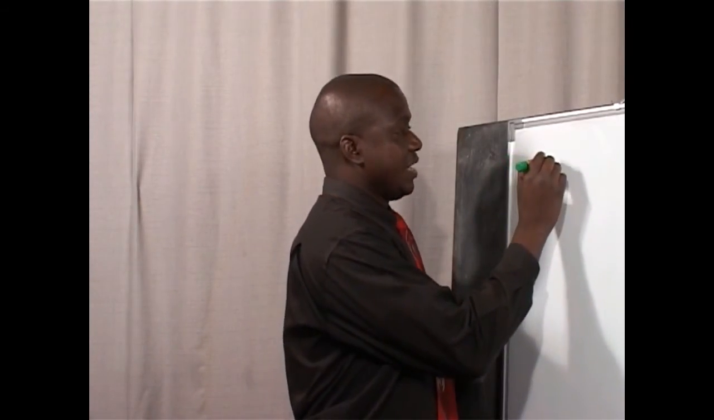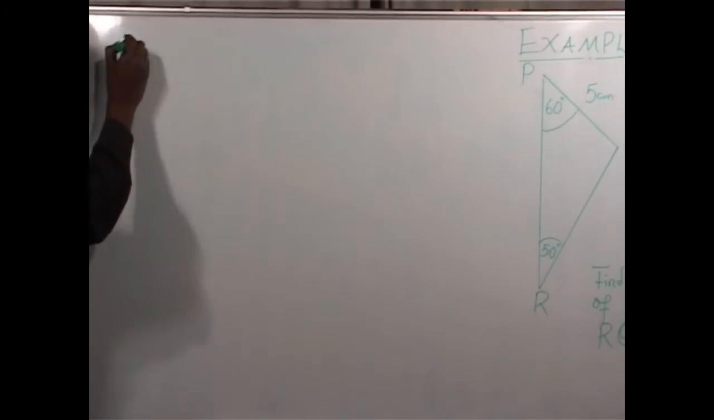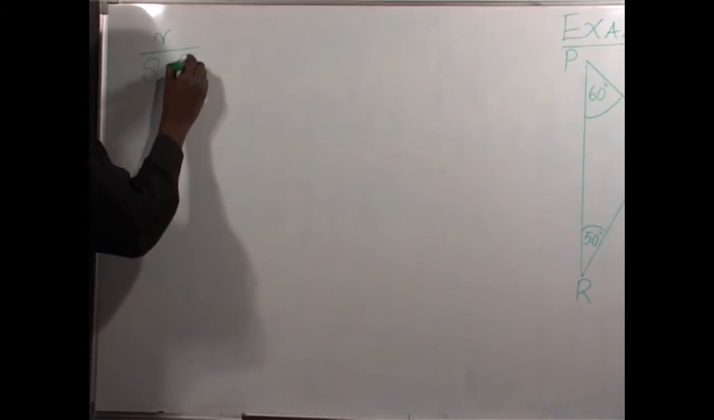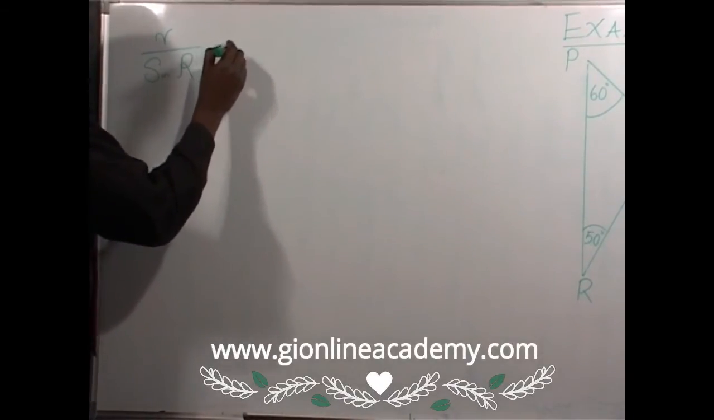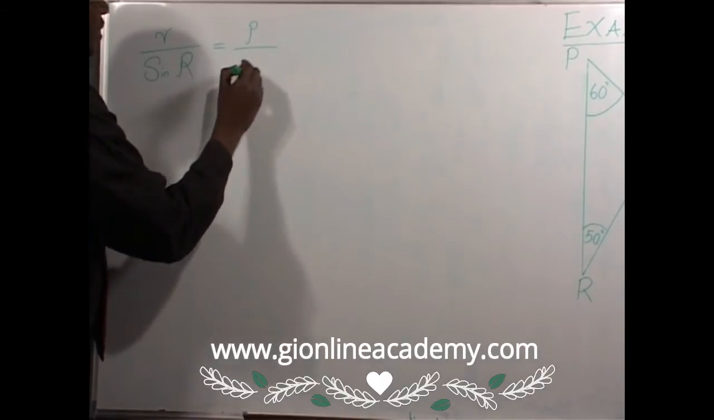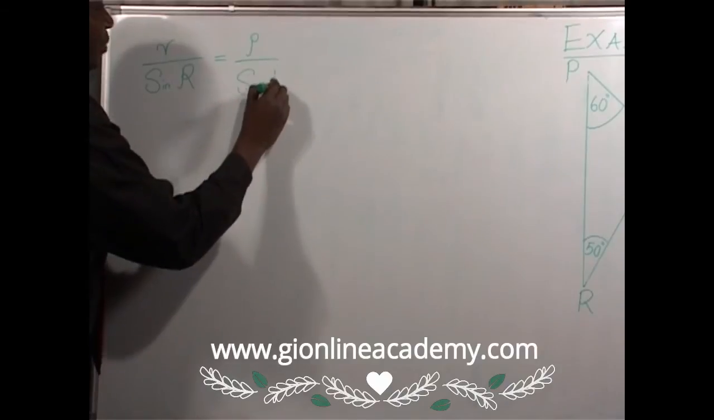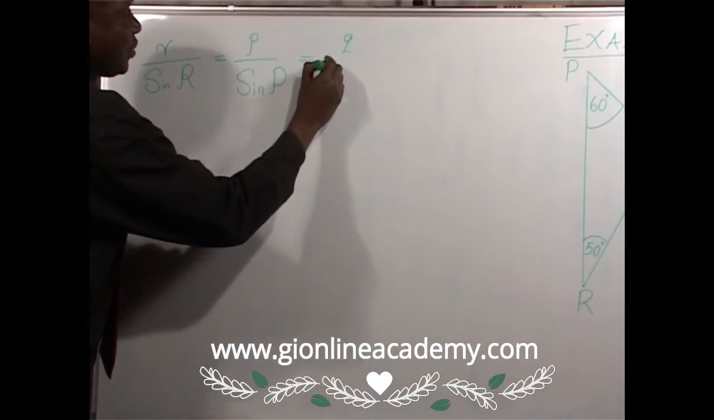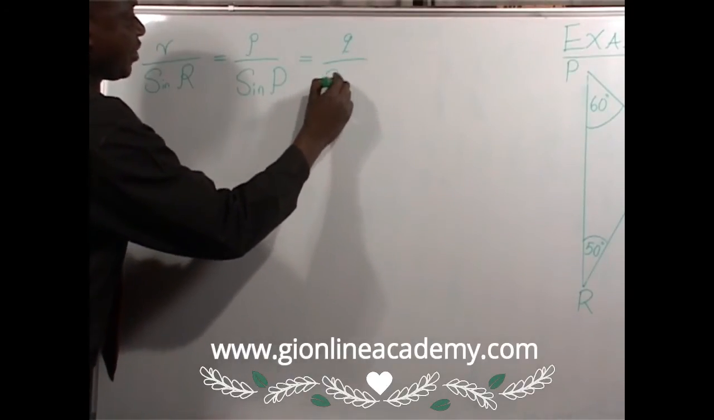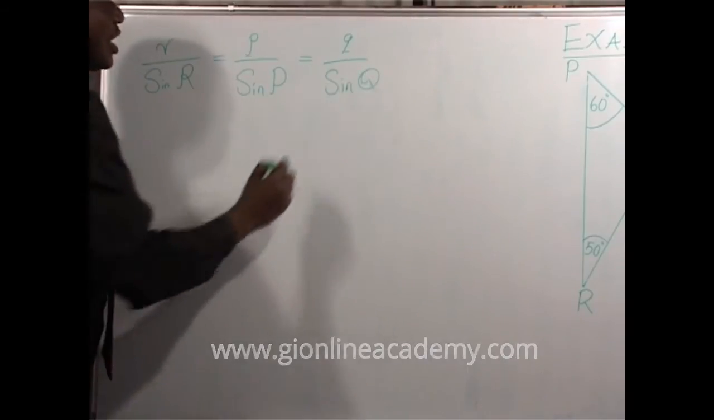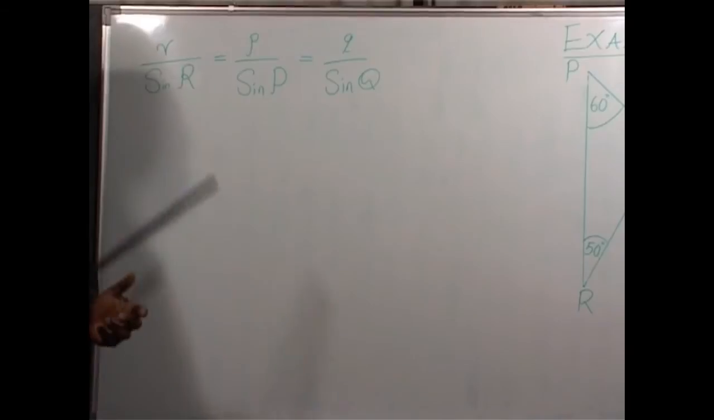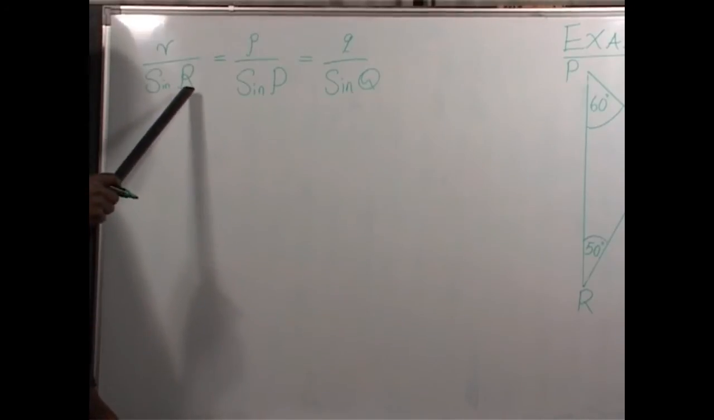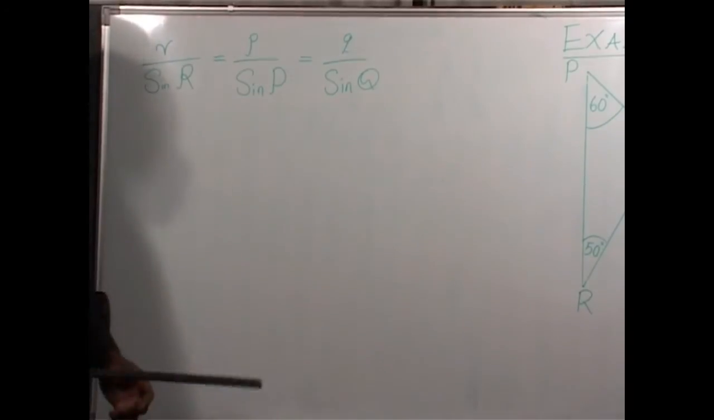Either you can state to say small letter r divided by the sine of capital letter R is equal to small letter p divided by the sine of capital letter P is equal to the ratio small letter q divided by the sine of the angle capital letter Q. Remember, the small letters represent the sides which are opposite the angles R, P, and Q respectively.